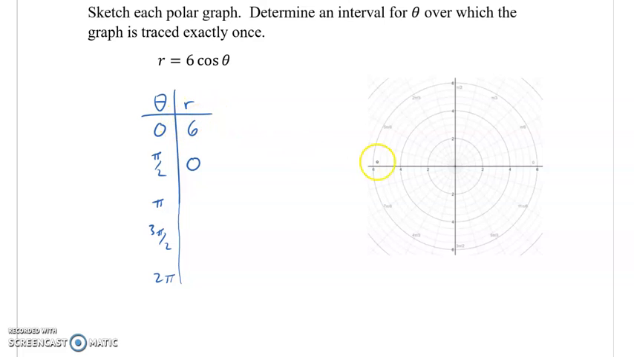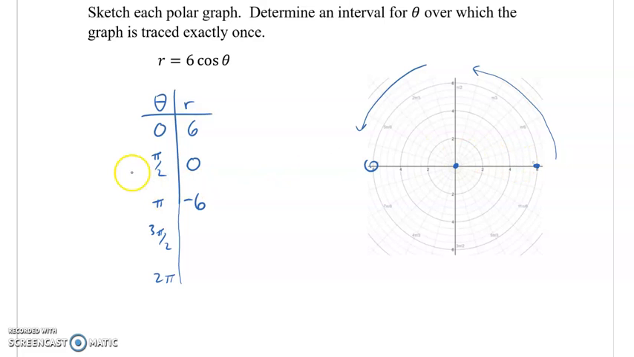r starts at 6 when theta equals 0, and then as theta goes around the circle from 0 up to pi over 2, our r value decreases down to 0. Then we go through quadrant 2 angles, and quadrant 2 angles are going to give us a negative cosine all the way down to negative 6. Going in the pi direction, we would go to positive 6 right here, but negative 6 is going to be in the opposite direction. So we're actually going to go back to where we started.